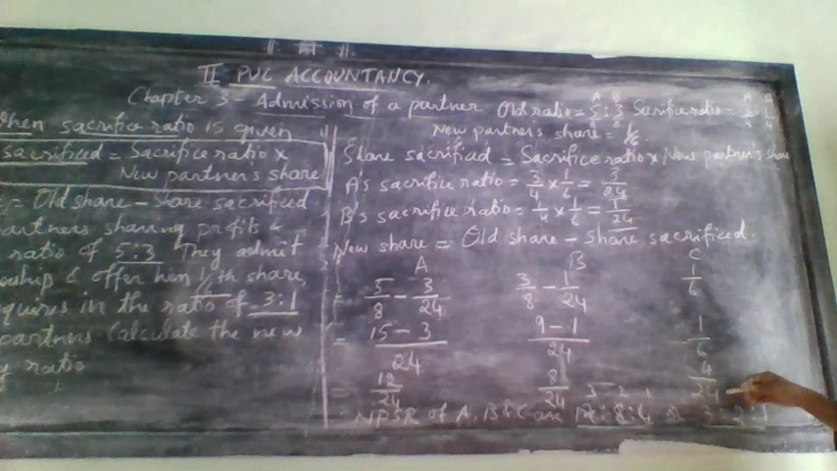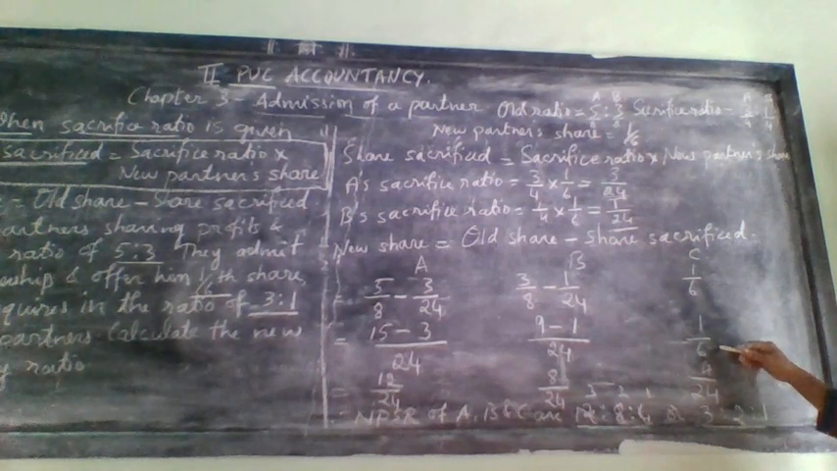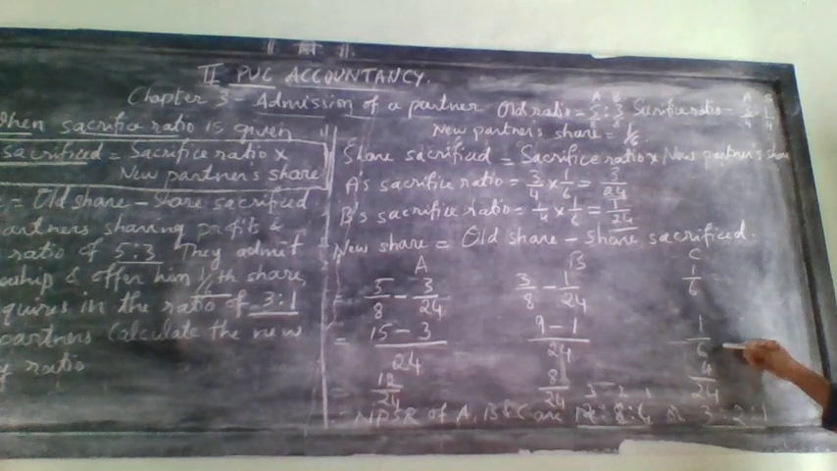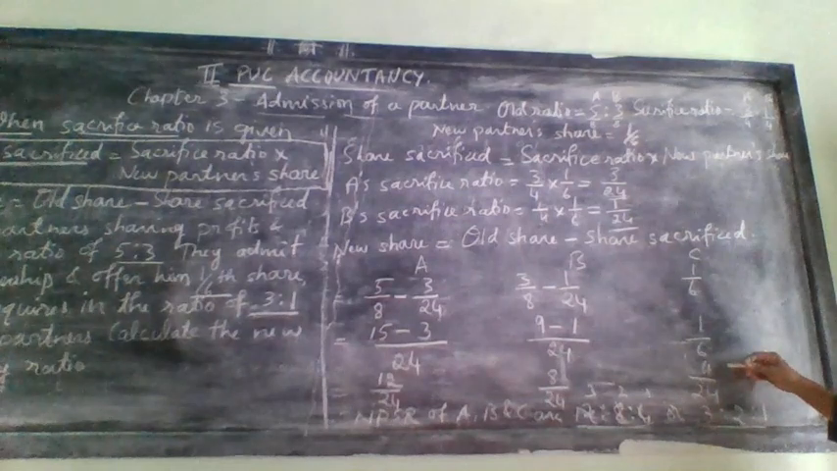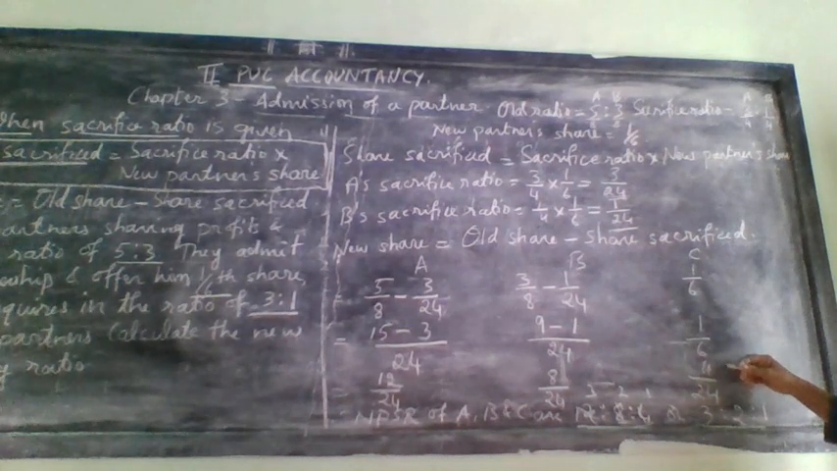When you have taken 24 as a denominator, what you need to do? 24 divided by 6. It will come how much? 4. 4 ones are 4. After writing this, you need to check your answer whether it is correct or not. For that, what you need to do?